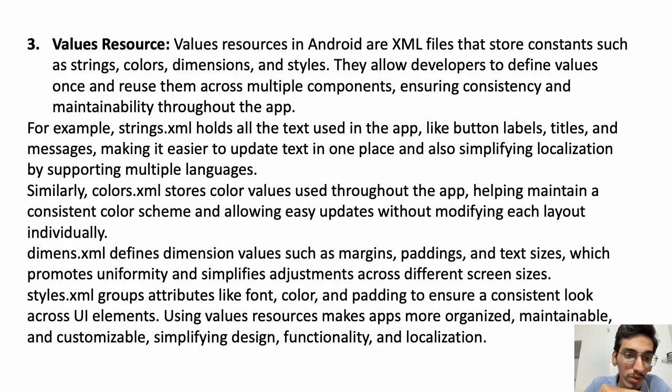each layout individually. Dimens.xml defines dimension values such as margins, paddings, and text sizes, which promote uniformity and simplify adjustments across different screen sizes. And finally, styles.xml groups attributes like font, color, and padding to ensure a consistent look across UI elements. Using values resources, developers can make apps more organized, maintainable, and customizable with a simplified design and functionality.